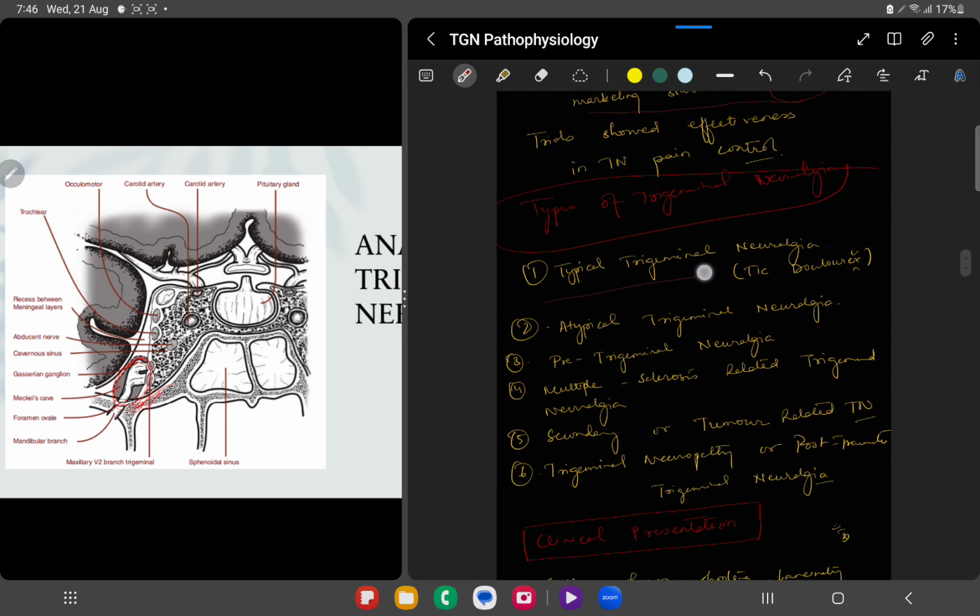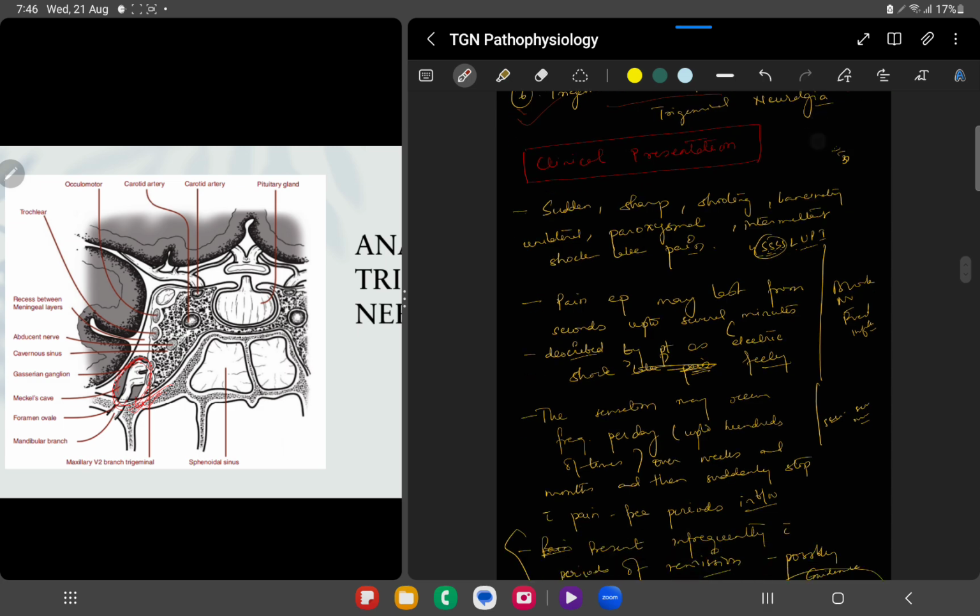First, we have the typical trigeminal neuralgia. Second, we have the atypical. Third, pre-trigeminal neuralgia. Fourth, multiple sclerosis associated. Fifth is the secondary or tumor related. Sixth is the trigeminal neuropathy or post-traumatic trigeminal neuralgia.